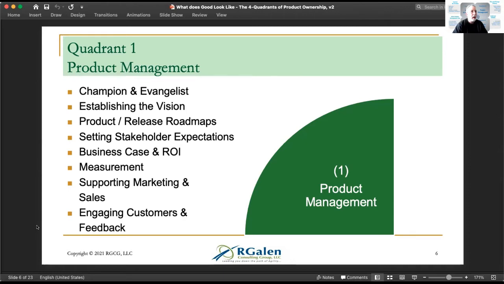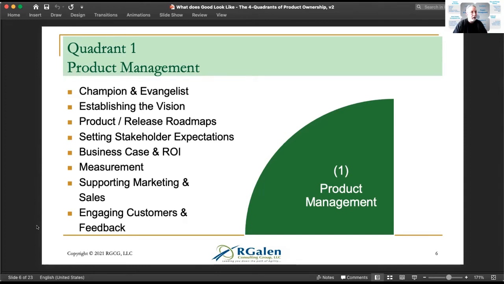Product and release roadmap. Speaking of connecting the dots, you're connecting the dots from a where are we going point of view. Managing expectations. There's a challenging one in this quadrant. Managing leadership expectations, managing customer expectations. Like everyone wants everything tomorrow. And how do we manage the unfolding of a product?